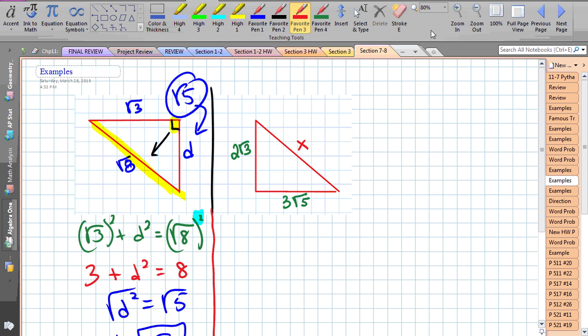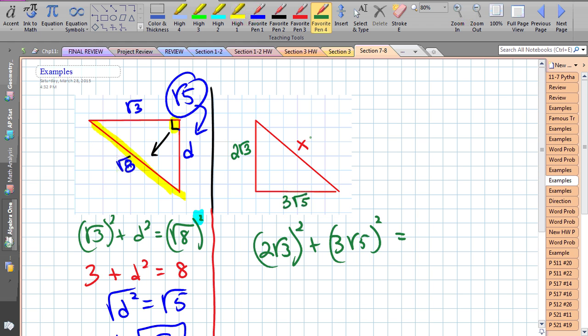Here's another example where we have some very intimidating radicals if you're not familiar with radicals. So in this case, we're going to have 2 radical 3, and we're going to square that. And then we're going to have 3 radical 5, and we're going to square that. Those are the 2 legs. And then what we want to find here is the hypotenuse. That goes all by itself.